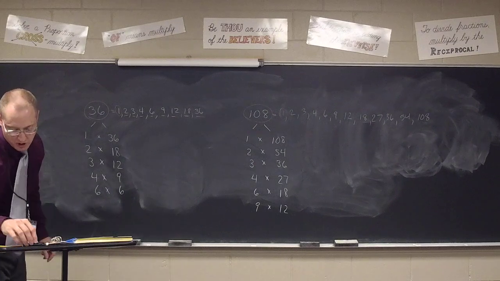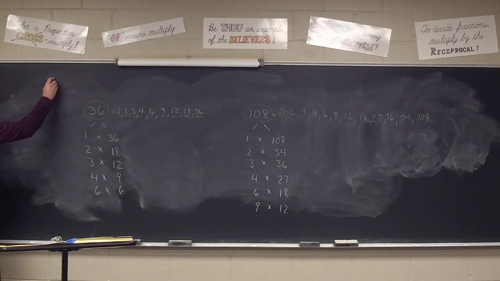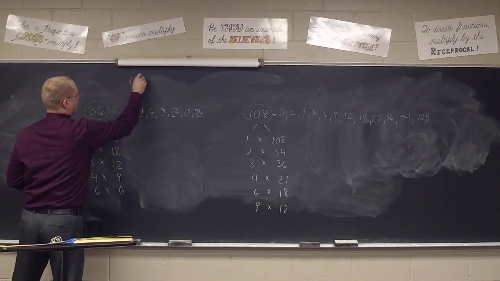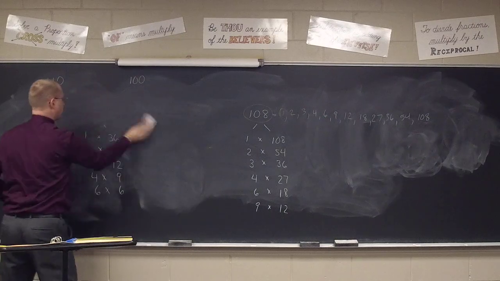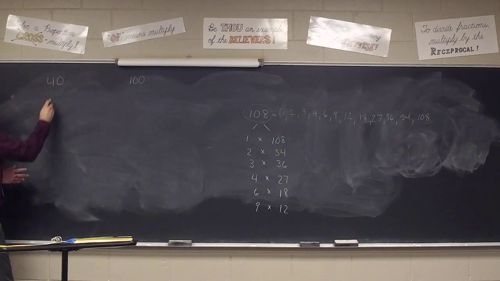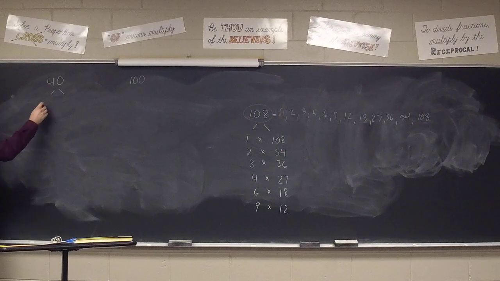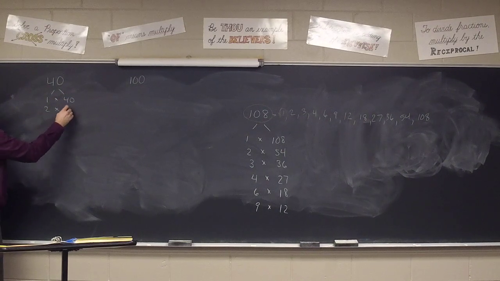How about a set of numbers that don't have quite so many common factors? Let's try 40 and 100. Let's figure out some factors of 40. Let's start with the most basic, class. 1 times 40. Does 2 go in? Yes. 2 times? 20. 20, think money.